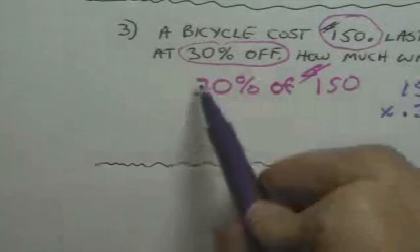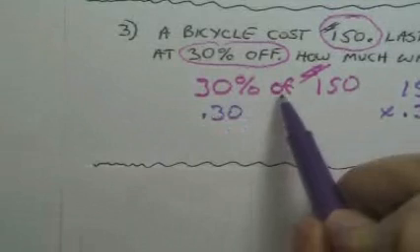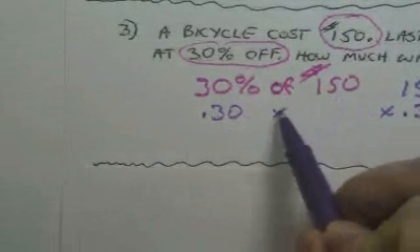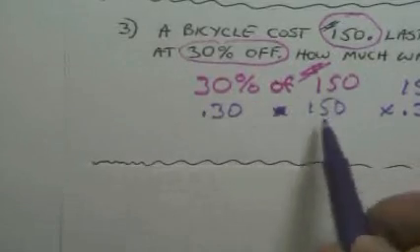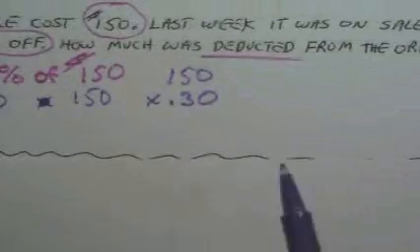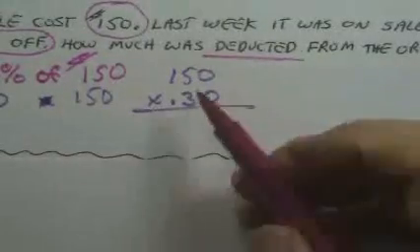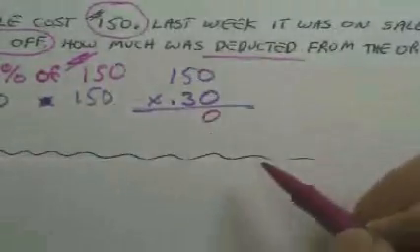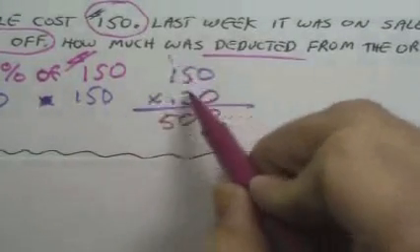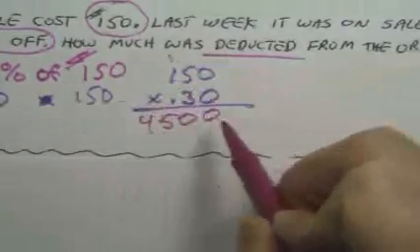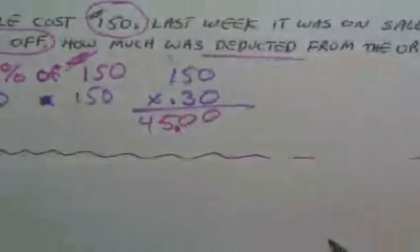There's many ways of doing this, but if you want 30%, that's 0.30 in decimal terms. Of means times, so 0.30 times 150. Remember, the shortcut is if you have a 0 there, just put a 0 right there. 3 times 0 is 0. 3 times 5 is 15. 3 times 1 is 3, plus 1 is 4. Move the decimal over twice. 1, 2. So it's 45.